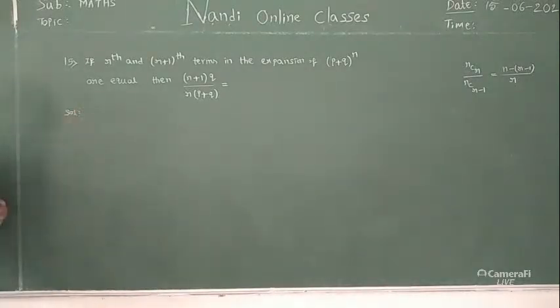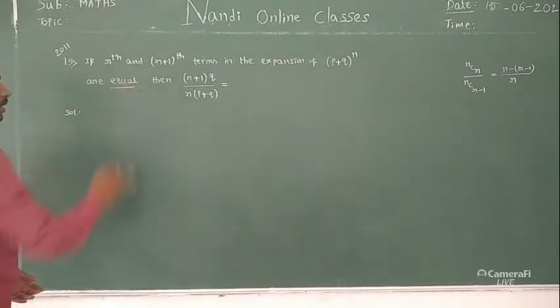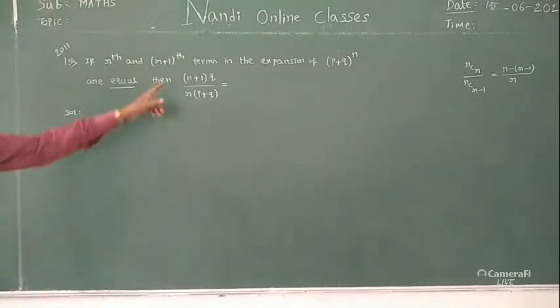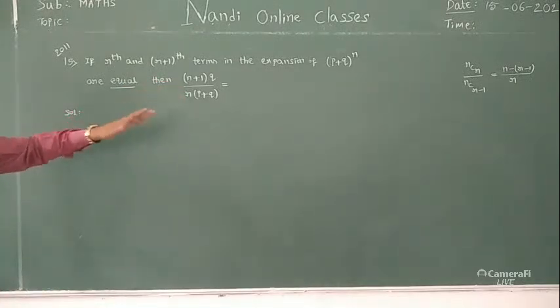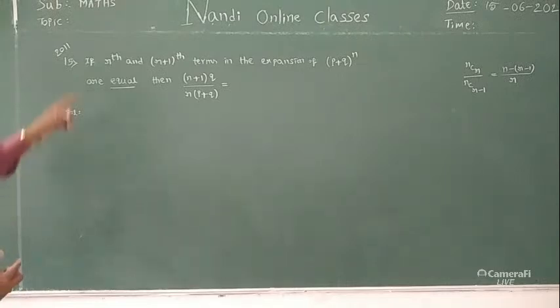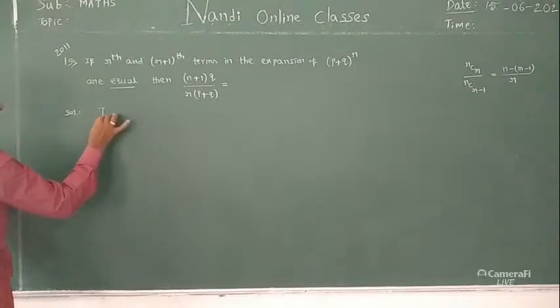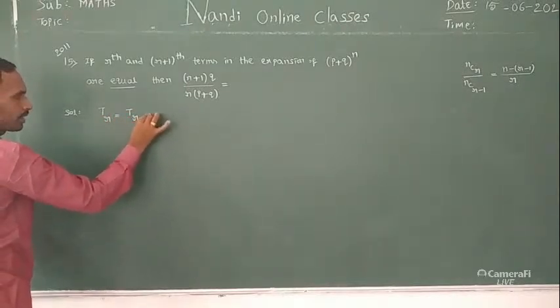Okay, solution. This was given in 2011. Understand the question. If the rth and r plus 1th terms in the expansion of p plus q whole power n are equal, then what is the value of n plus 1 into q by r into p plus q? The rth term and r plus 1th term are equal. So given that Tr is equal to Tr plus 1.